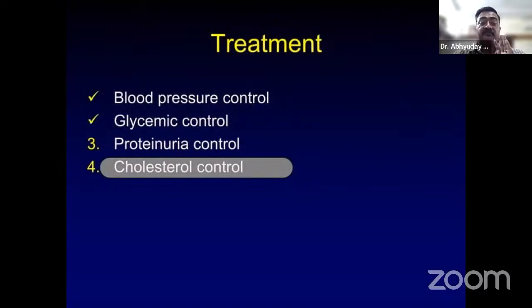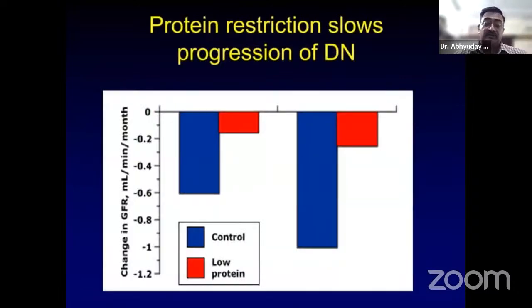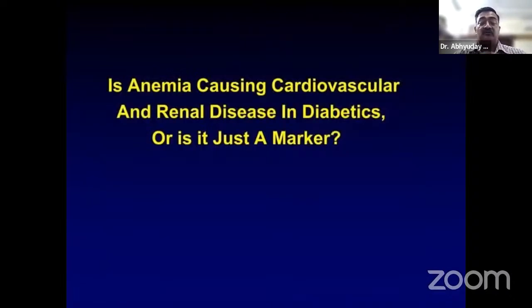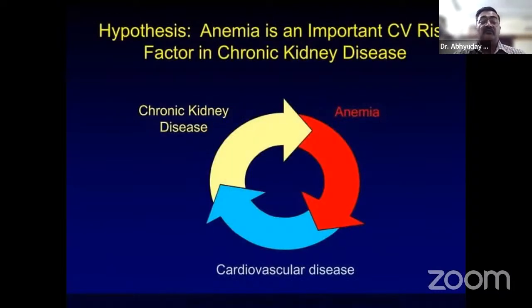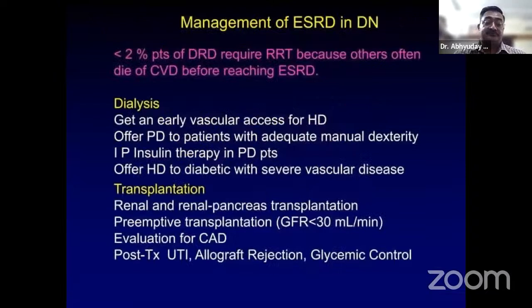So our ultimate treatment: blood pressure, glucose, proteinuria, and now we come to cholesterol. And again, studies have shown here that good cholesterol control again gives us benefit. Then a few words about low protein, yes, but not very low protein. 0.6 to 0.8 grams per kg can be given to our diabetic nephropathy patient. And obviously, anemia correction is also important to reduce the cardiovascular and renal disease in our diabetic patients, because they have a vicious cycle. CKD leading to anemia, anemia leading to cardiovascular disease, and then the vicious cycle goes.